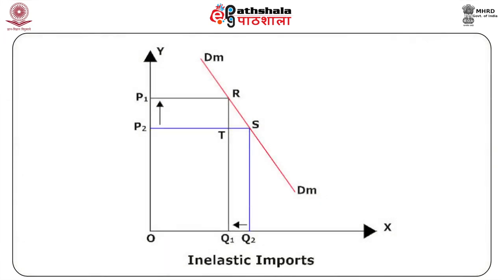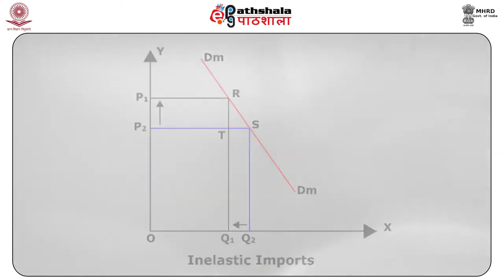In the figure, the demand curve is relatively steeper, representing inelastic demand. As such, when import price rises following devaluation, demand falls to some extent. However, the fall in foreign payments in domestic currency is smaller, that is TSQ2Q1, as compared to the rise in payments, that is P1P2RT. The net effect will be some rise in BOP deficit post devaluation. The extent of such an effect will depend upon how inelastic the demand for imports is.